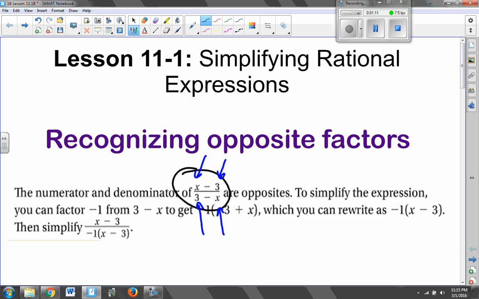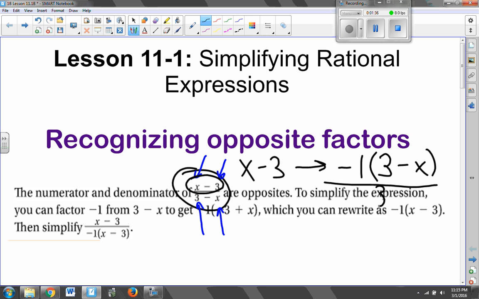Usually I like to do it from the top so that our negative sign will stay up on the top. So this x minus 3 can become negative 1 times, and then I'll just switch the sign of both, 3 minus x. So I make the x the negative and the 3 the positive. And then obviously when I put that over 3 minus x, that can cancel out and I'm left with a negative 1.